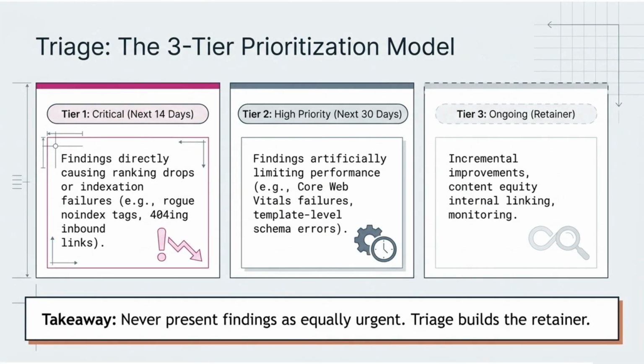Triage uses a 3-tier prioritization model. Tier 1 is critical, addressing ranking drops or indexation failures within 14 days. Tier 2 is high priority, for performance-limiting issues within 30 days. Tier 3 is ongoing, for incremental improvements. Never present findings as equally urgent. Triage builds the retainer.